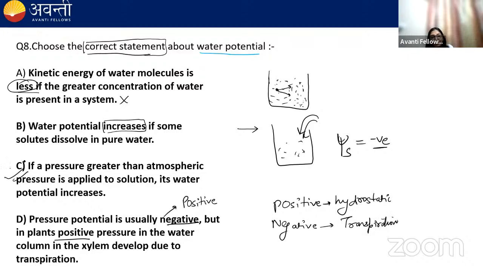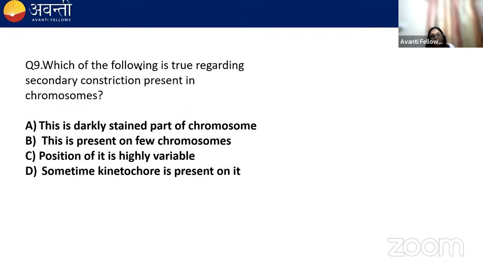So the correct option for this question is option number C. Let's move to the next one. Which of the following is true regarding the secondary constriction present in chromosome?